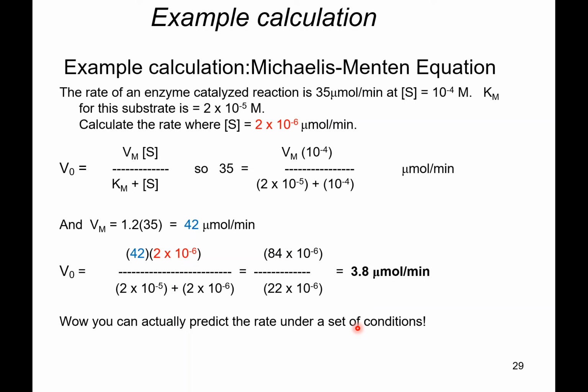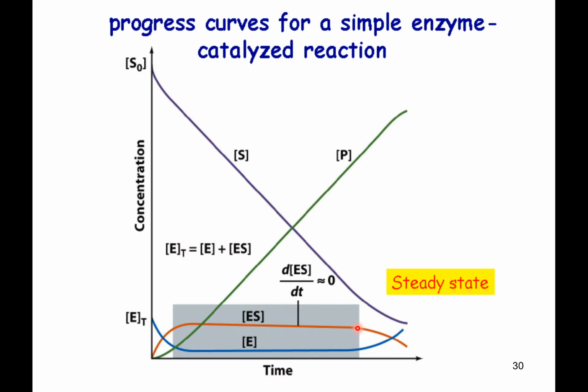So you can use this to actually predict rates of enzymes under specific sets of conditions, that is, specific substrate concentrations. Okay. If we look at a time course graphically, we're starting with a certain substrate concentration, and at that starting point you don't have any product, that's shown here in the green. You have a certain amount of enzyme.